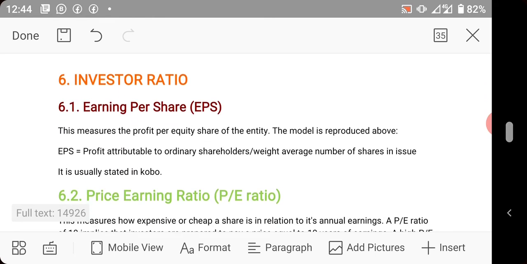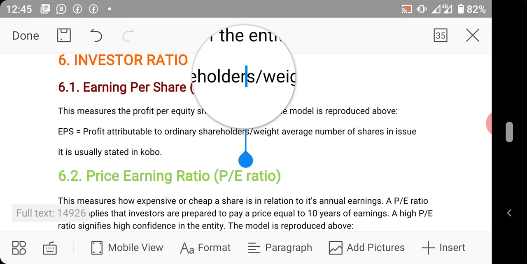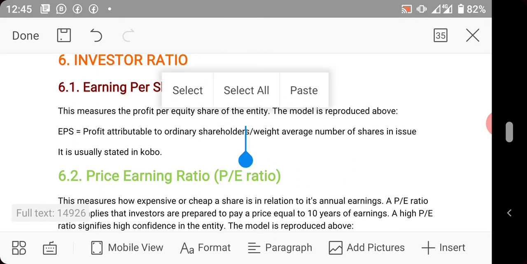So now we move to investor ratios. Looking at investor ratios, we will be looking at earnings per share. Earnings per share has been treated under IAS 33 by my colleague. When we talk about earnings per share, this measures how much each share of the company is earning from the profits. You understand? And the formula is profit attributable to the ordinary shareholders divided by the weighted average number of shares in issue. It is usually stated in kobo.